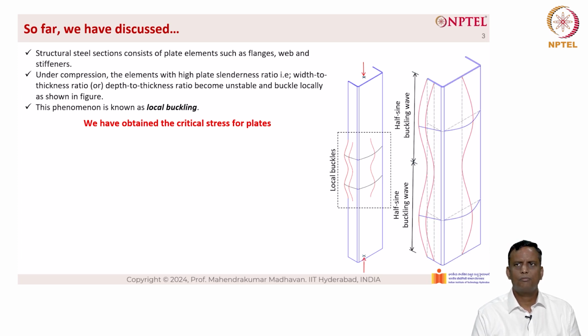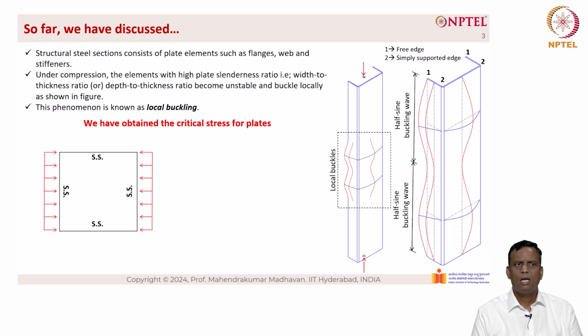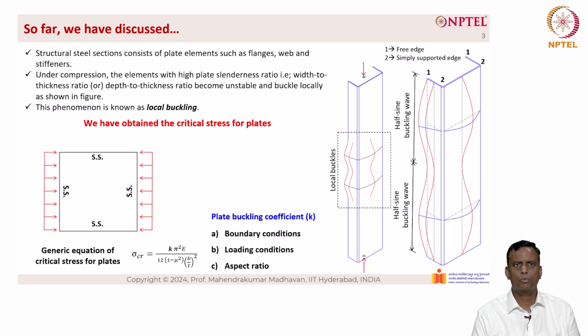A closer view of the plate buckling is shown on the right hand side, where you can see very clearly the half sine wave buckling that is taking place. The plate at the flanges is simply supported on three sides and free on the other side, and the one at the web has all four sides simply supported. For all four sides simply supported, subjected to uniform axial compression, the generic equation for the critical stress for plates is given as sigma critical equal to K into pi square E divided by 12 into 1 minus nu square into (b/t) the whole square.